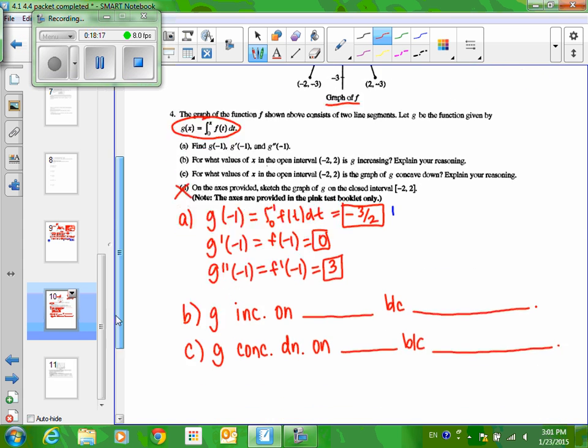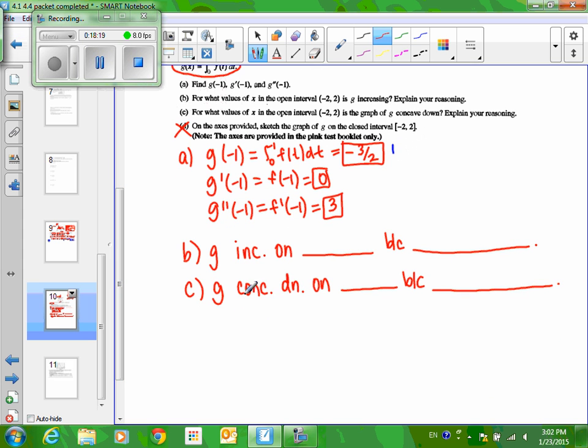Okay, now on the next one, actually the next two, look at how I set them up. If you were unable to do these, maybe just setting it up this way and then figuring out what to write could have helped you. So for part B, g increasing, I don't know where g is increasing, but I know my reasoning is going to have to do with g prime, which is equal to f, is what?